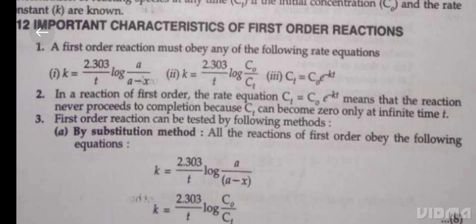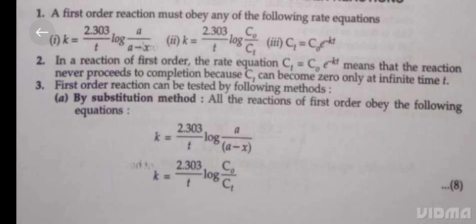K is equal to 2.303 upon t log of a upon a minus x. K is equal to 2.303 upon t log of C0 upon Ct. Ct is equal to C0 e to the power minus kt. In a reaction of first order, the rate equation Ct is equal to C0 e to the power minus kt means that the reaction never proceeds to completion, because Ct can become 0 only at infinite time t.